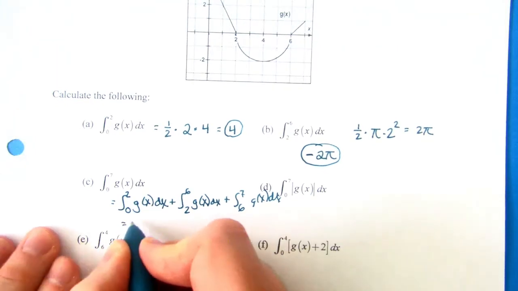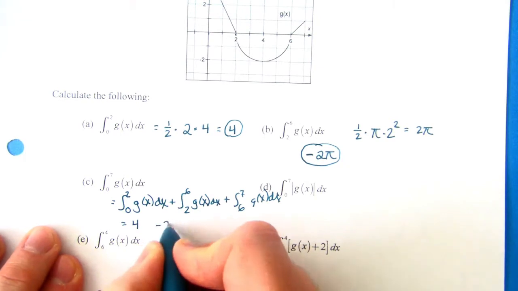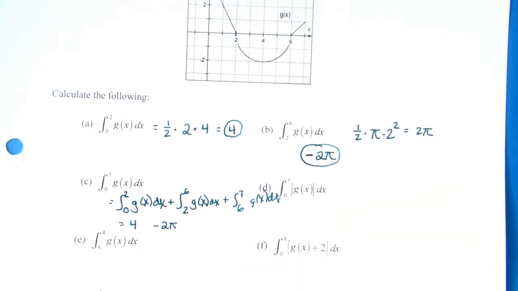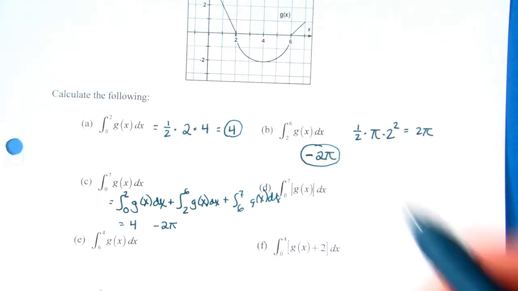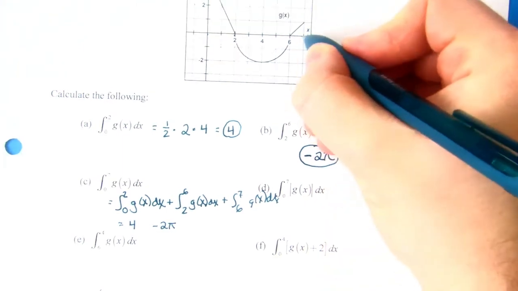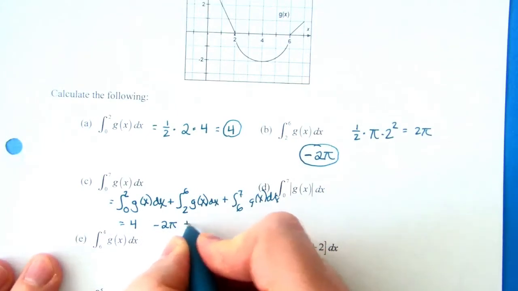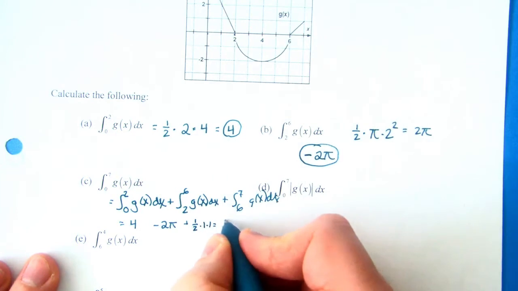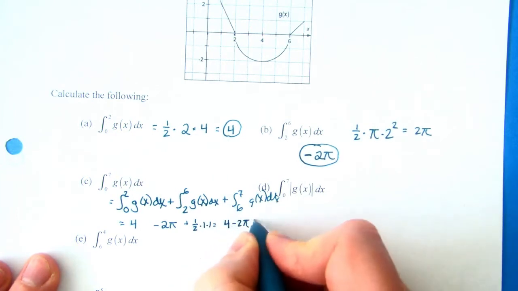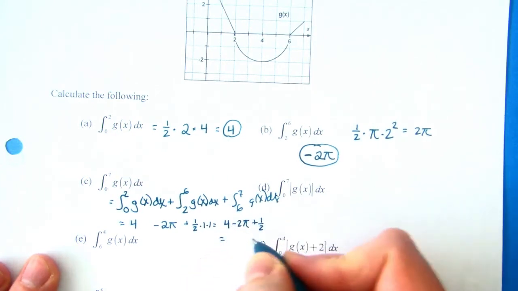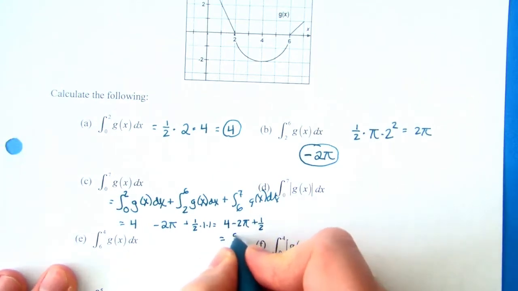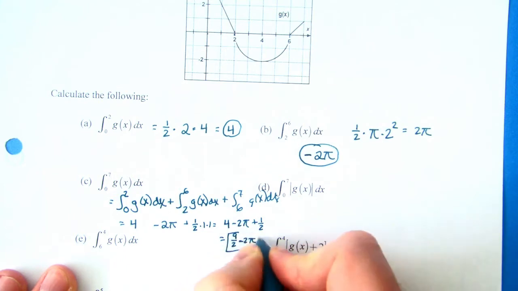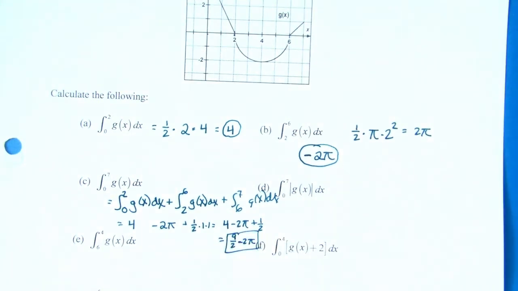I already know that this is 4. And then I have a minus 2 pi. As for that last section, between 6 and 7, that looks like a triangle with a base of 1 and a height of 1. So that's plus 1/2 times 1 times 1. That's just 1/2. So we're going to get 4 minus 2 pi plus 1/2. Let's see, 8 halves plus 1/2, 9 halves, minus 2 pi. 9 halves minus 2 pi should be the answer in C.